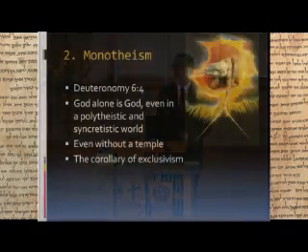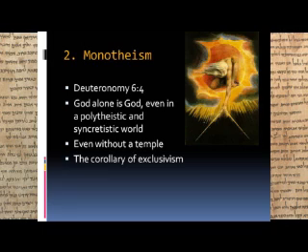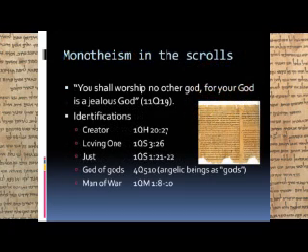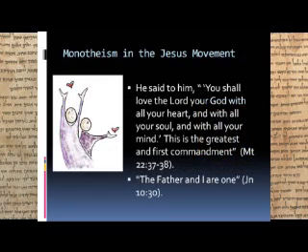Monotheism is a second characteristic of Second Temple Judaism. God alone is God, even in the polytheistic world that the Romans ruled, even when their temple was no more. We see monotheism in the scrolls. "You shall worship no other God, for your God is a jealous God," says the Temple Scroll. And God is identified as creator, loving one, just, God of gods, and the gods there are the angels, in the War Scroll and various other scrolls.